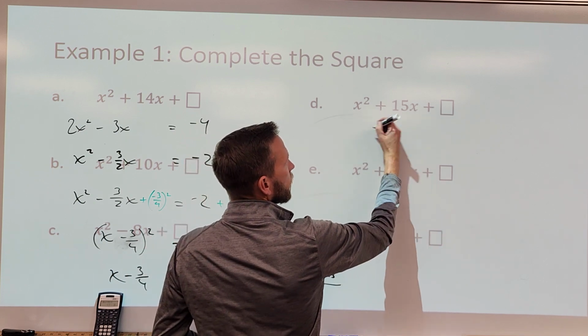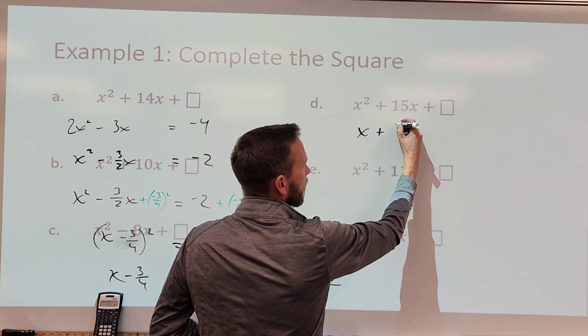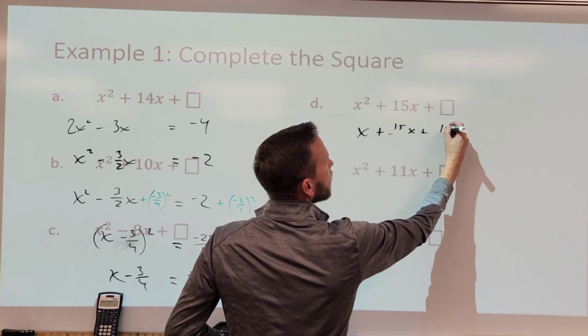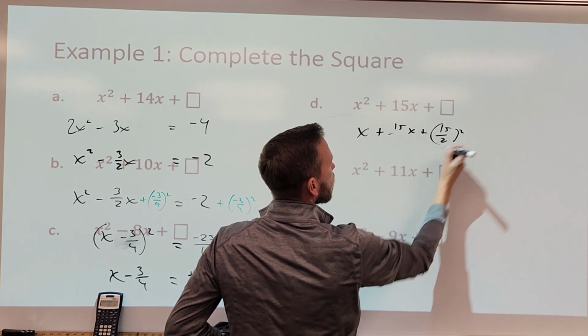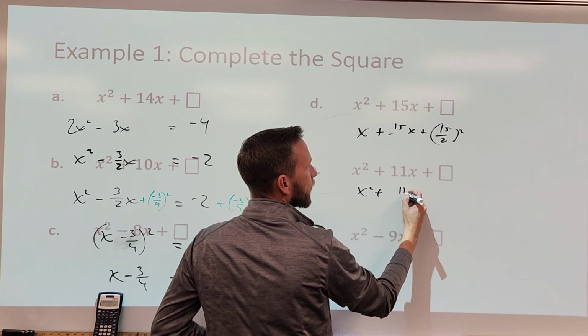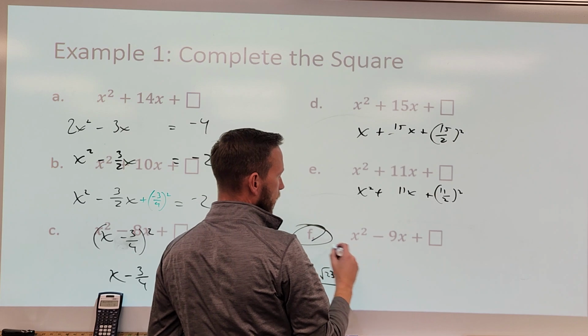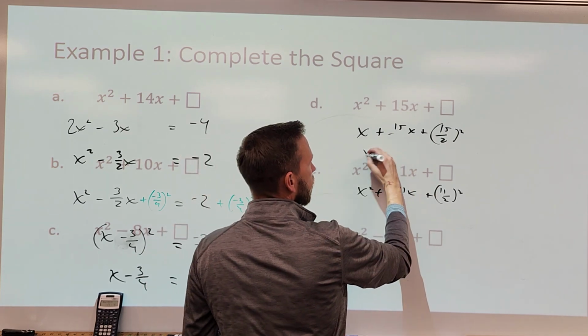You do this one. But really what we're going to do is take half of 15. Whoops. And that's what we're adding. Here we're going to take half of 11, square it, and that's what we're adding. So you do F. I'm going to write out what this is.